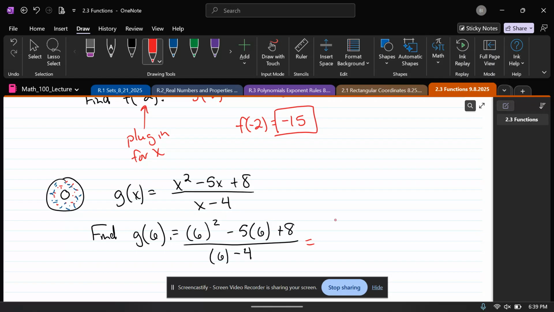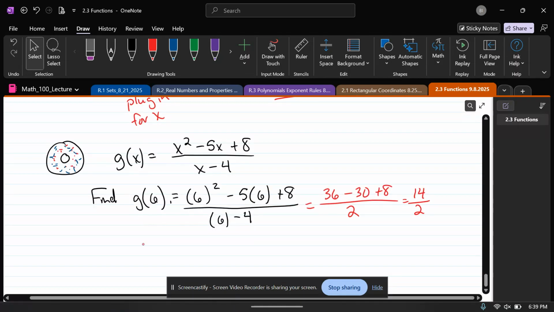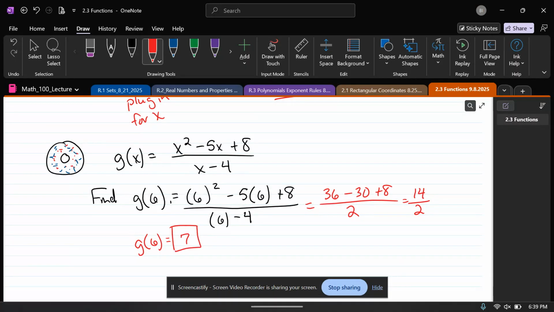So 6 squared is 36 minus 30 plus 8 over 2. 6 minus 4 is 2. 36 minus 30 is 6 plus 8 is 14. 14 divided by 2 is 7. So g of 6 is 7. That's what we found at the end. It's just taking a number and plugging it in.